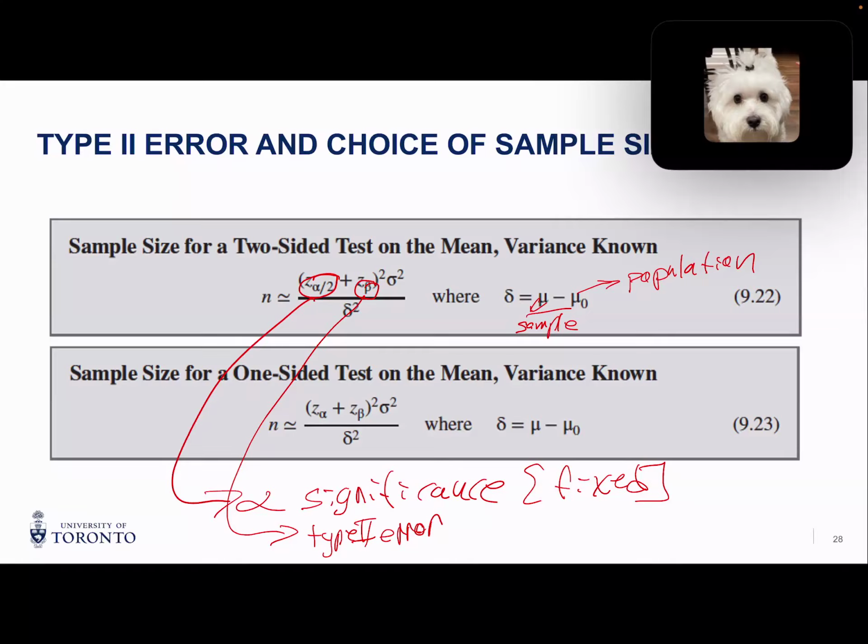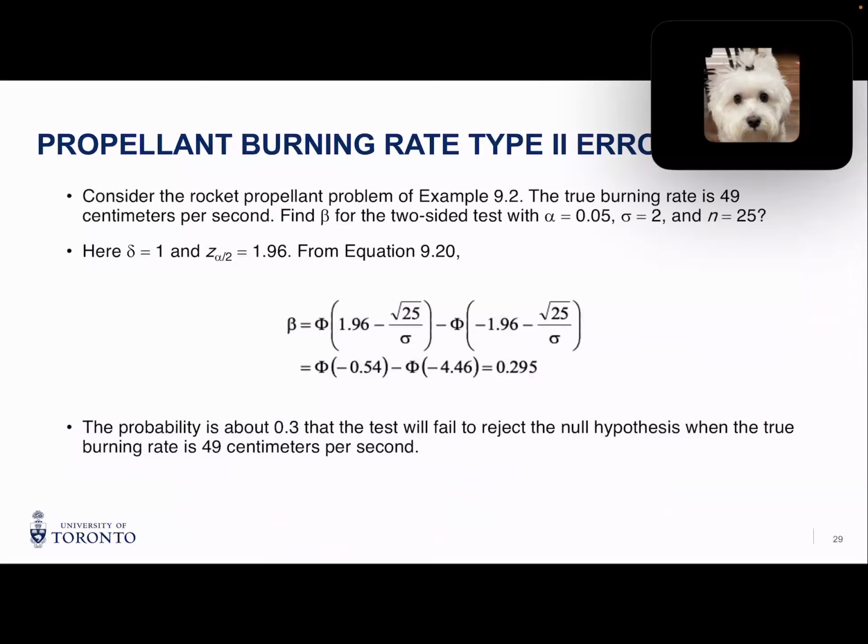Or at least have confidence that I should have gotten there and thus can fail to reject the null hypothesis. Okay. So same problem as before. Sigma is 2, variance is 2, alpha is 0.05, n is 25.